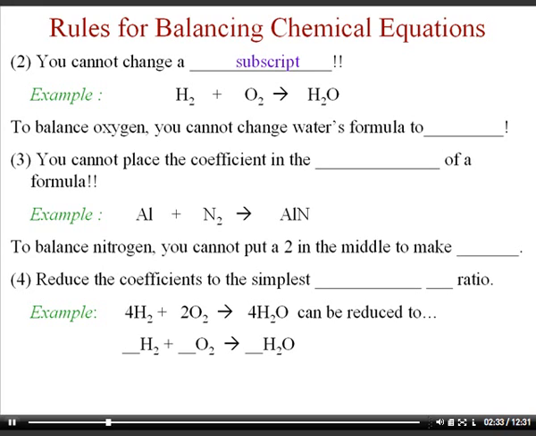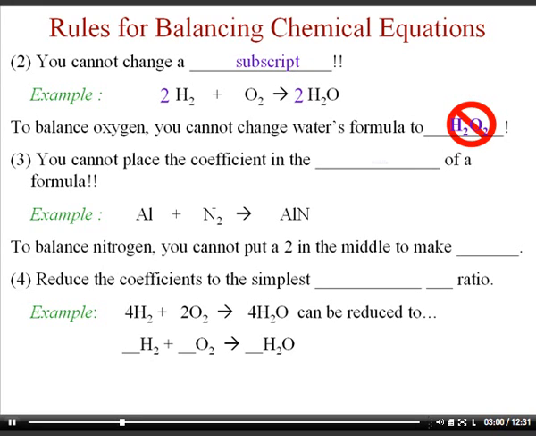It's illegal to change a subscript, so if you're trying to balance the formula H2 plus O2 yields H2O, you cannot change the formula for H2O into H2O2. That is illegal. So don't do it. If you want to balance it, you put the number 2 in front of the molecule. So that will double the oxygens, but that also doubles the hydrogens. So if you're doubling the H's on the right side of the equation, you need to go back and double the H's on the left side of the equation. So now it's correctly balanced.